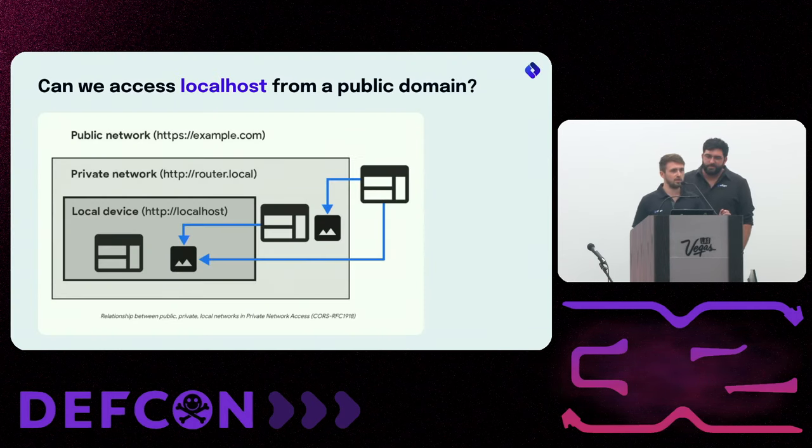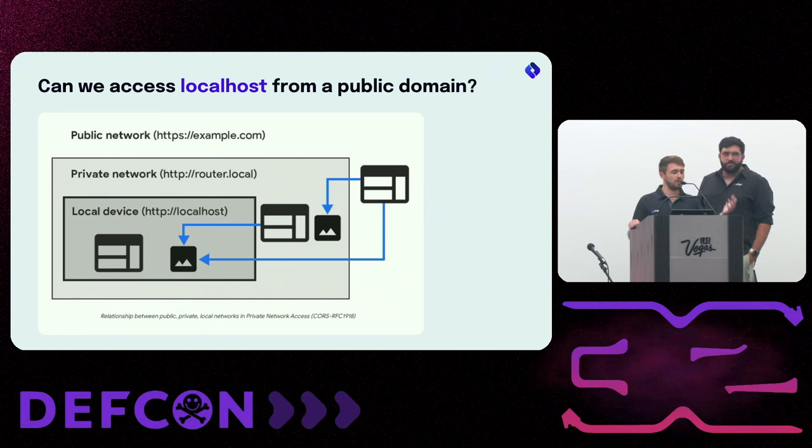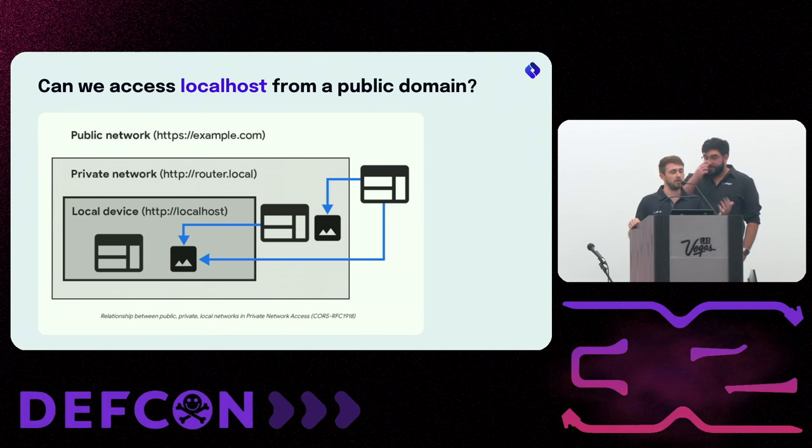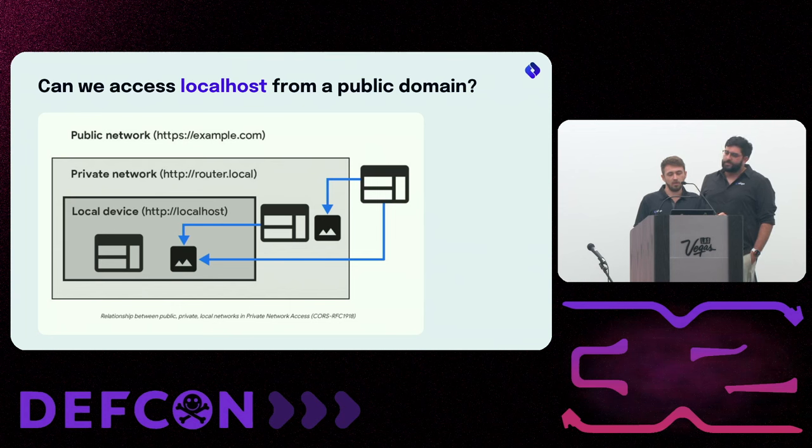So we have this notion of differentiating three distinctive networks. The public network, which is the internet, a top level domain like a .com, everything that's on the public internet. Then there is the private network, which is the office or home network that we're connected to. And finally, there is the local device, so it is Localhost. This figure is taken from Google's blog about PNA. You should go read about it. It's a really great initiative and we'll understand why we need it these days more than ever.